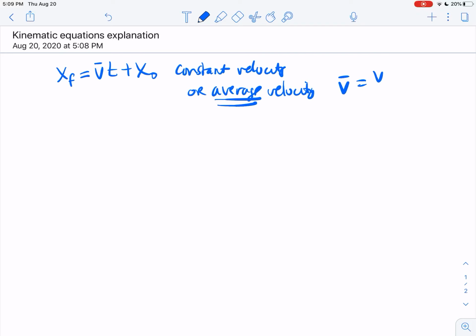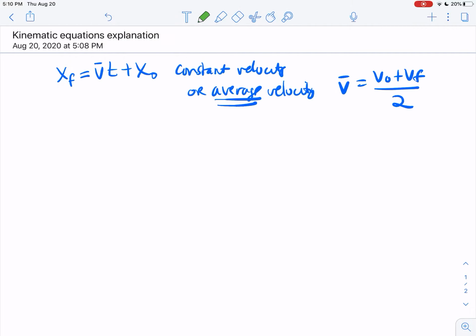keeping in mind that the average velocity also is just the simple average of the initial and the final velocity. And keep in mind, this is only good if the acceleration is constant. If the acceleration is non-constant, all this is out the window. You cannot use it. So the acceleration must be constant for this.